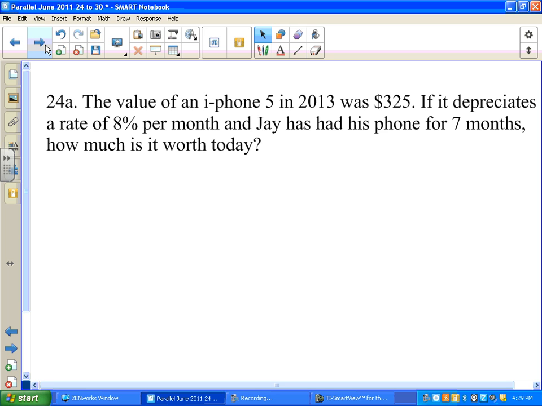The value of an iPhone 5 in 2013 was $325. If it depreciates, that means it goes down, at a rate of 8% per month, and Jay had his phone for 7 months, so the units are the same, months and months. How much was it worth today?